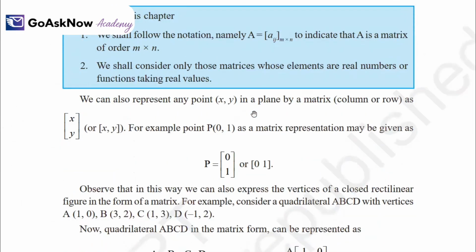So we can also represent any point x comma y in a plane by a matrix, column or row. If you have any point in a plane that has the coordinates x comma y, it can be represented with x above and y below it, or as a row, x y. For example, point 0 comma 1 can be given in matrix representation as P equal to 0 and 1. So this is the way of representing a point as a matrix.